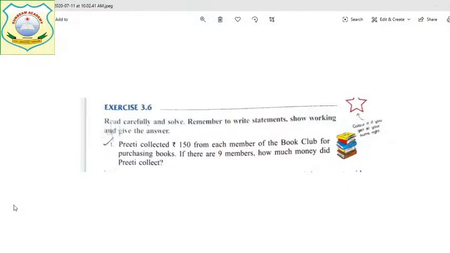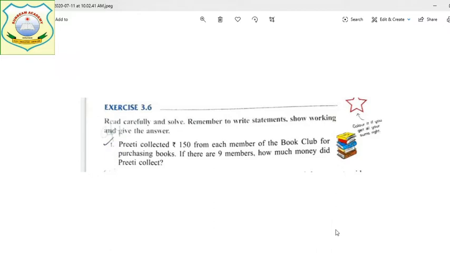Your first question is: Preeti collected rupees 150 from each member of the book club for purchasing books. If there are 9 members, how much money did Preeti collect? So in this question children, it is given that Preeti had collected rupees 150 from every member of the book club. For which purpose? For purchasing books. If there are 9 members in the club, how much money did Preeti collect?